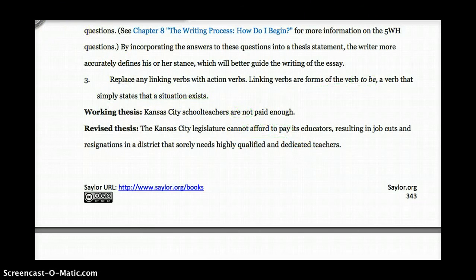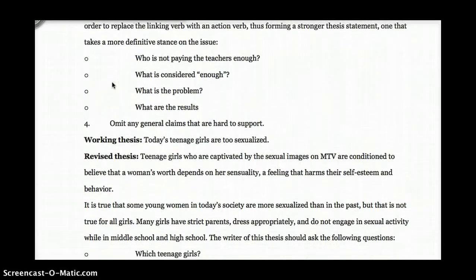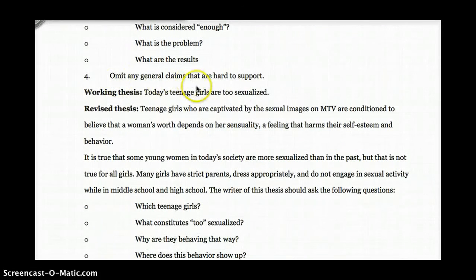Okay, moving on here to number 4. Omit general claims that are hard to support. Remember, you have to prove whatever you're claiming. And so here, today's teenage girls are too sexualized. That's a hard one to claim, and the reason, as they describe down here, is that probably not all teenage girls are being over-sexualized, but some, most definitely. And so here we can see that this is much easier to actually prove.